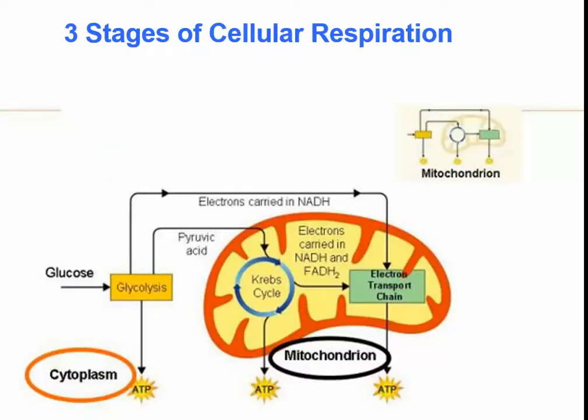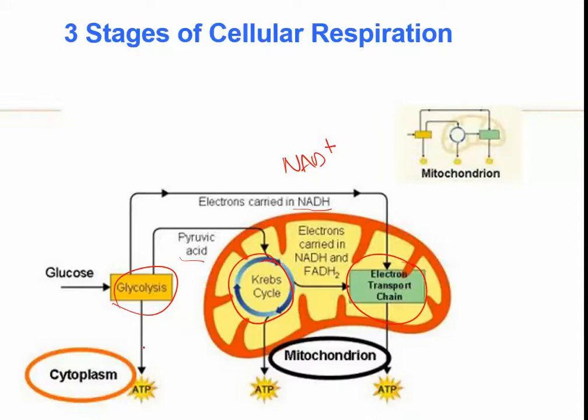So we have 3 stages of cellular respiration. We have glycolysis, the Krebs cycle, and the electron transport chain. Now, if you notice from glycolysis, some of the products go a little bit of everywhere. So the pyruvic acid is what actually goes into the Krebs cycle. There are some electrons that are carried in NADH, and these will go into that electron transport chain. So if you notice it says NADH, if you remember from photosynthesis it was NADPH. Here that electron carrier is NAD+.